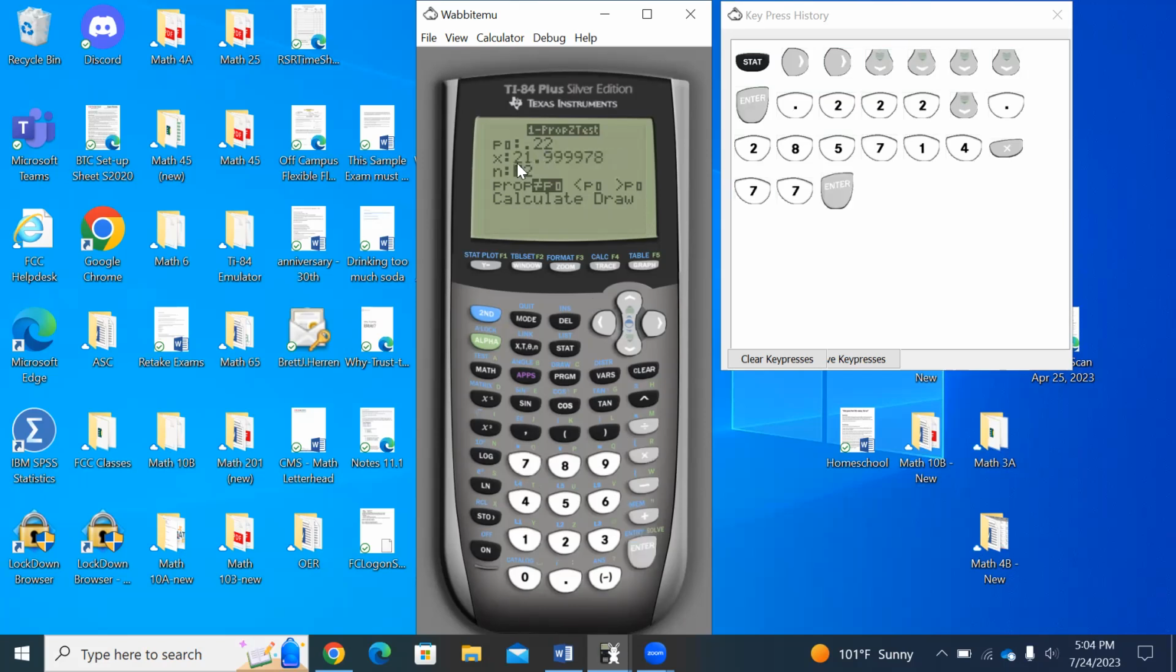Enter. And look what it comes out to, 21.9999. Now, if you look back at the notes, we'll go back there in a minute, it said round it. So 21.9999, where's that going to round to? 22. So I'm going to go back up here.